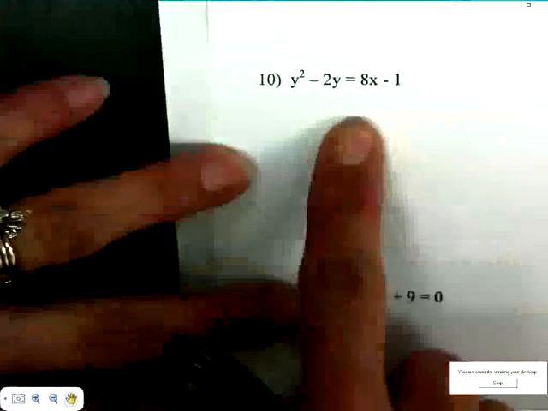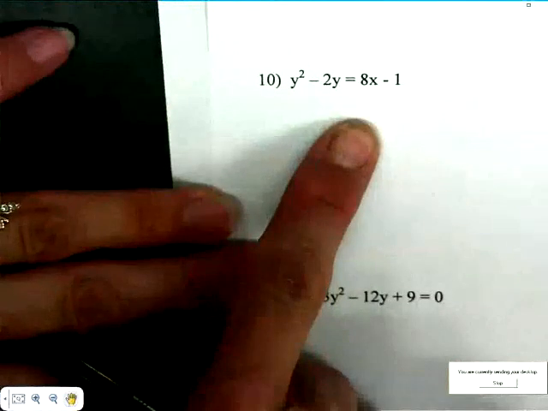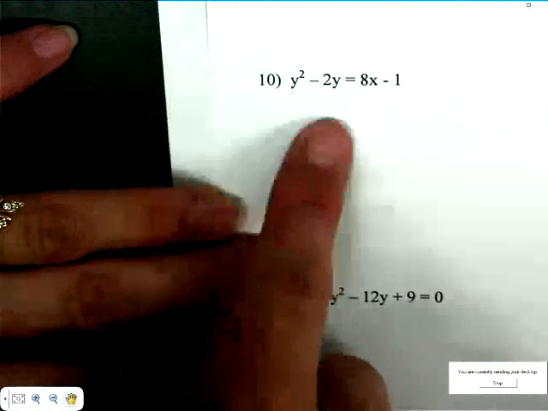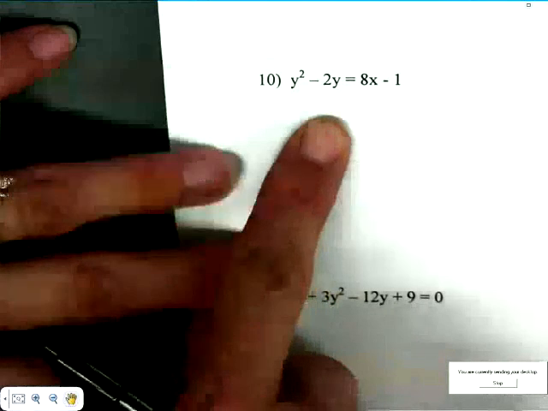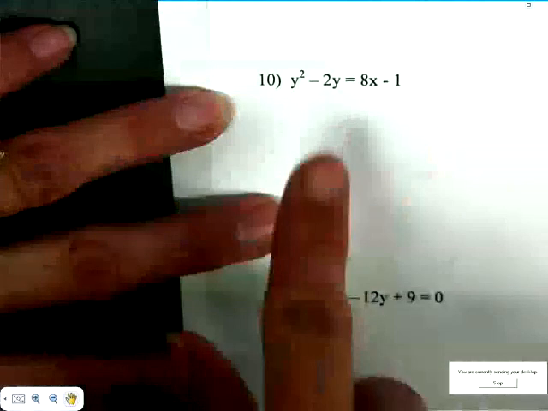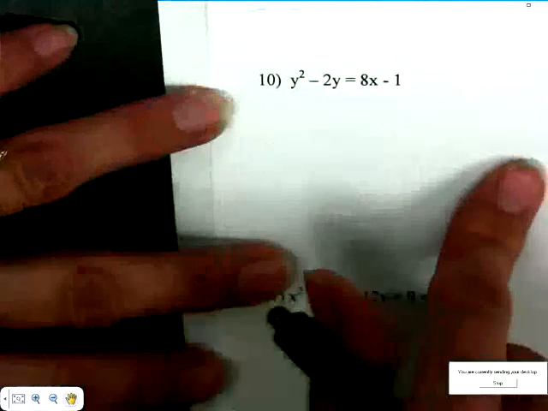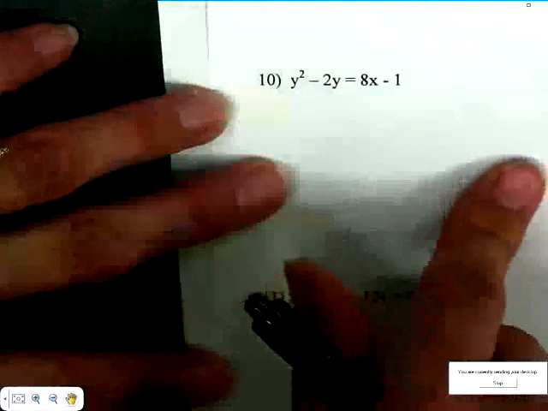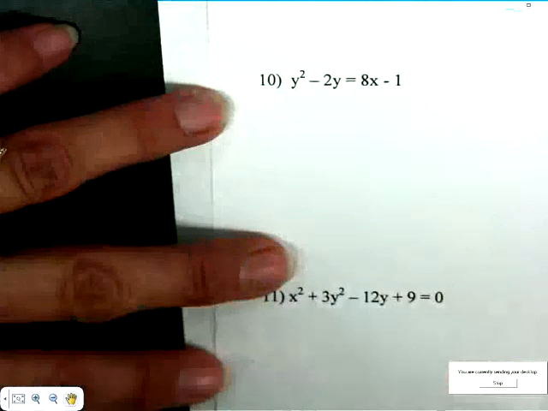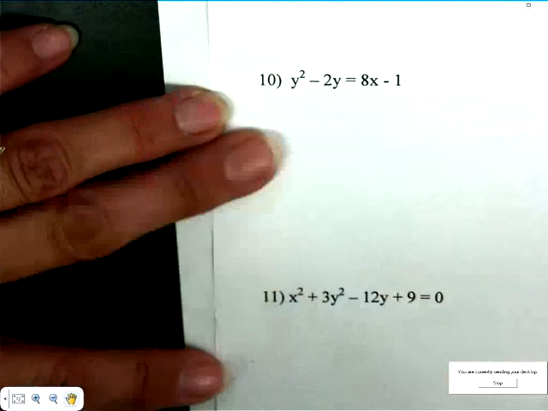Number 10, definitely a parabola because only one variable is squared. You may just have to complete the square to have it in vertex form where you can see the center and so you can see the vertex.